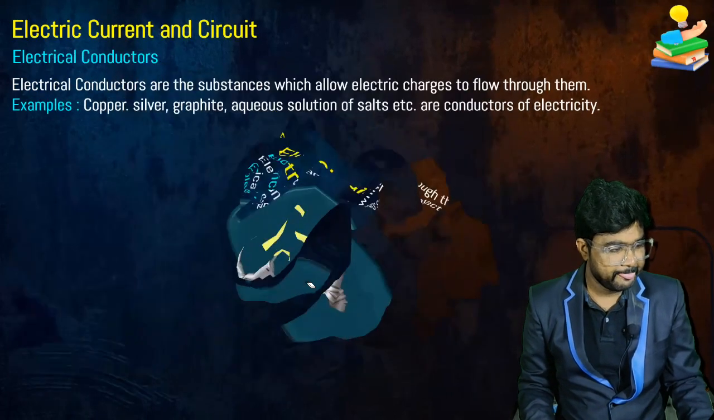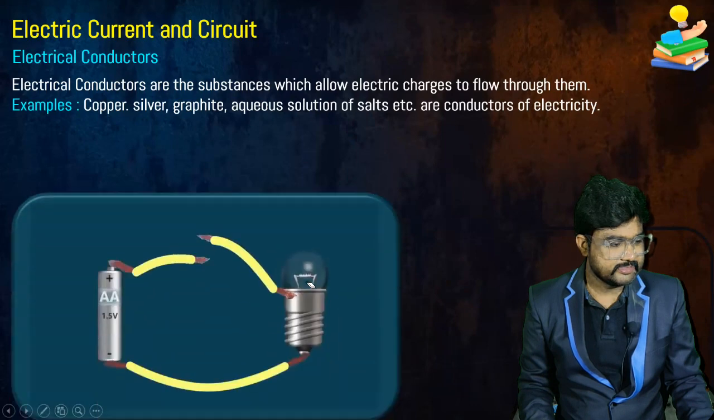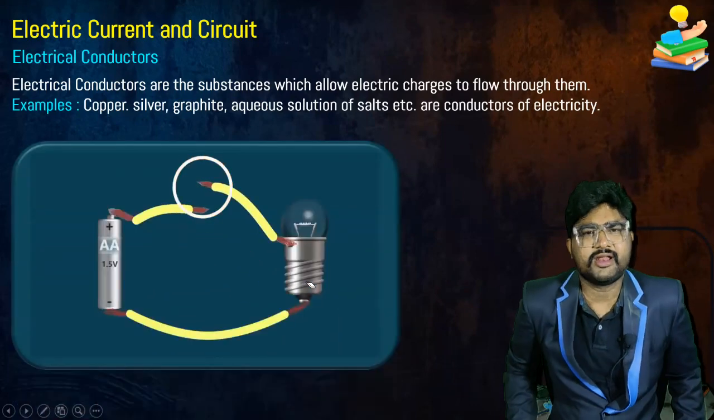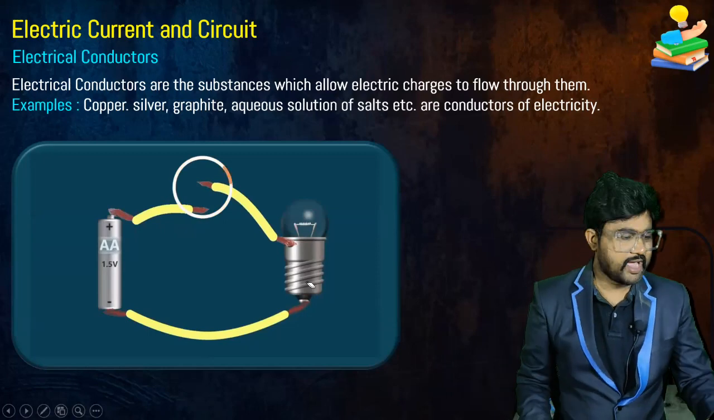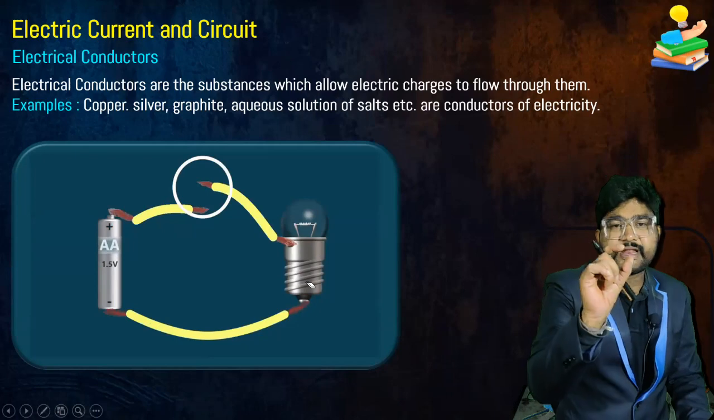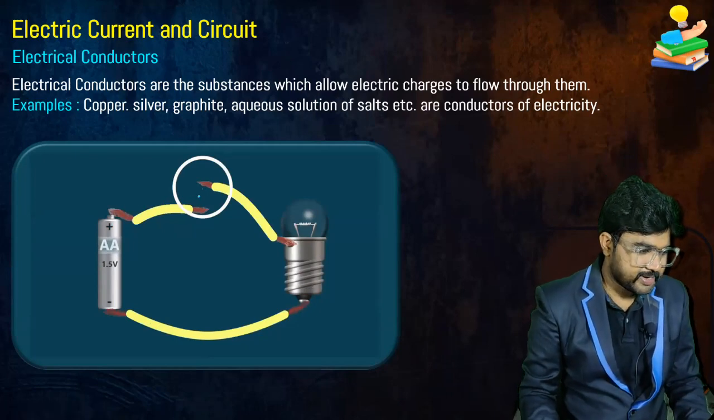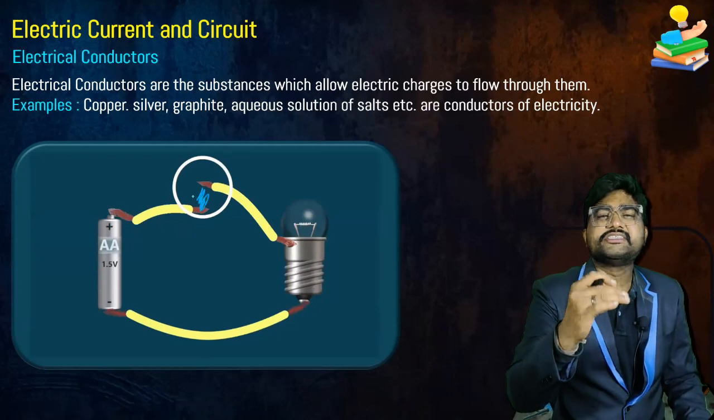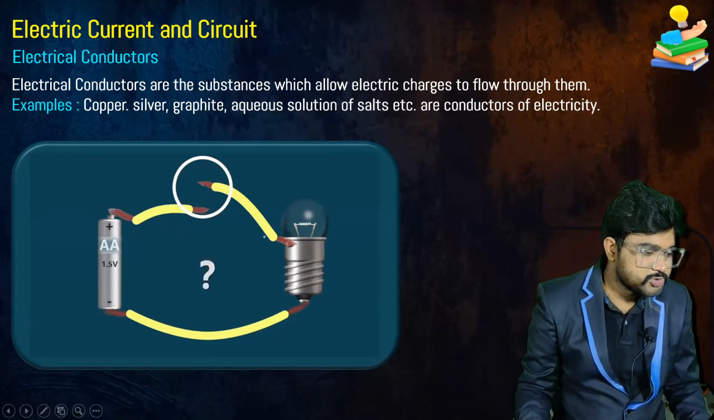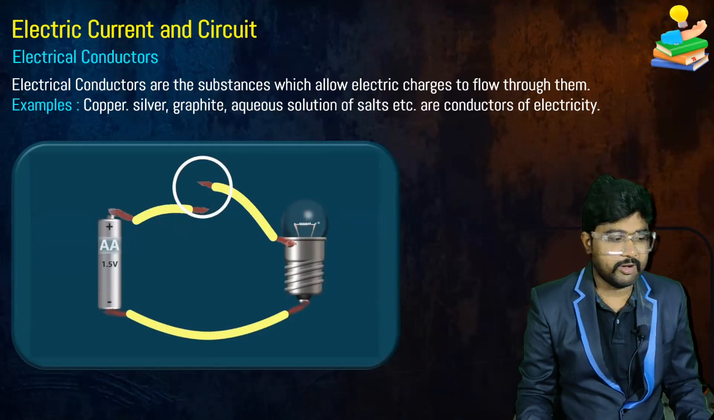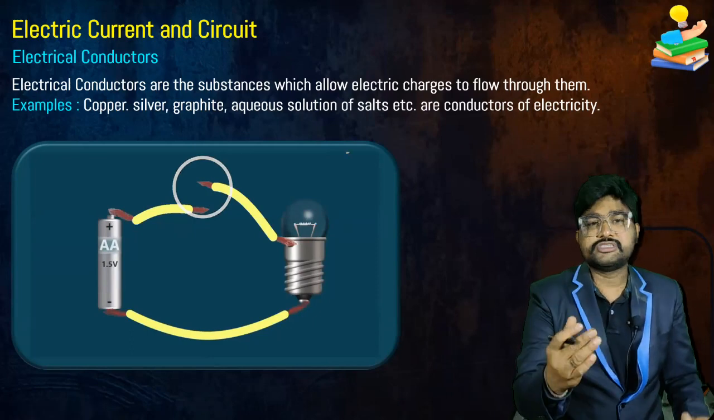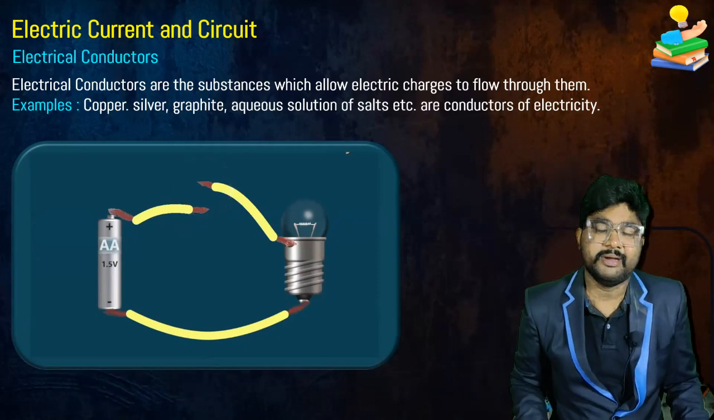Now, just observe. See this. Now you can play the game here. So I cut the wire. It became an open loop. Air is present in between. Air is a bad conductor of electricity. That is why you are not observing any glow in the bulb. It's an open circuit.